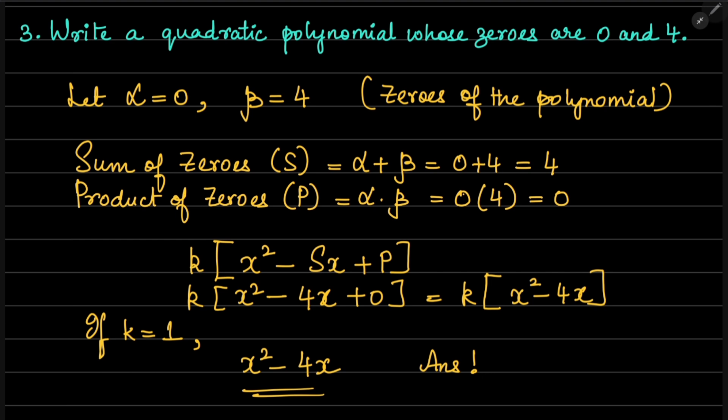You can take k as any value. If you take k equal to 2, you will have 2x square minus 8x. If you are taking k equal to 3, 3x square minus 12x. Like that, you can take any value of k. So there is no standard answer for this question. There can be infinite number of quadratic polynomials which will have zeros as 0 and 4 respectively.